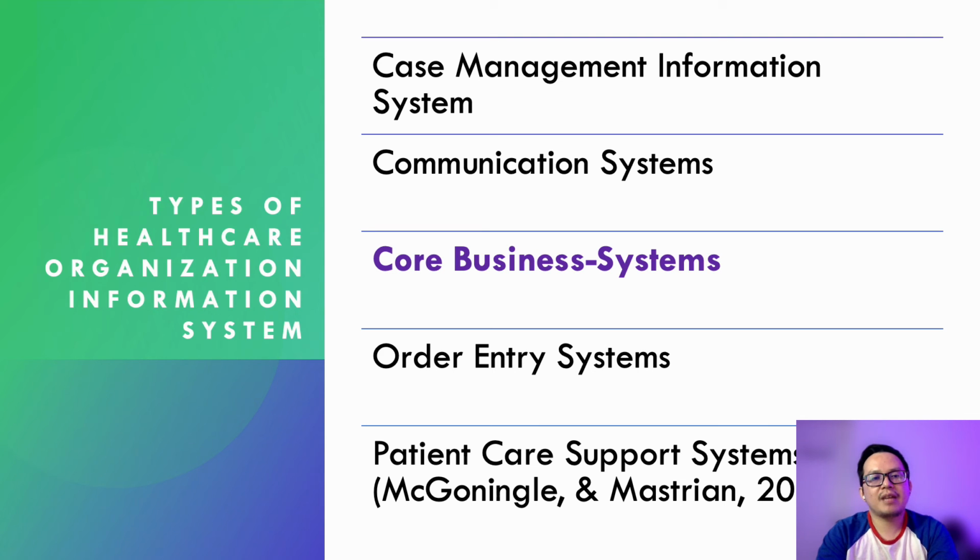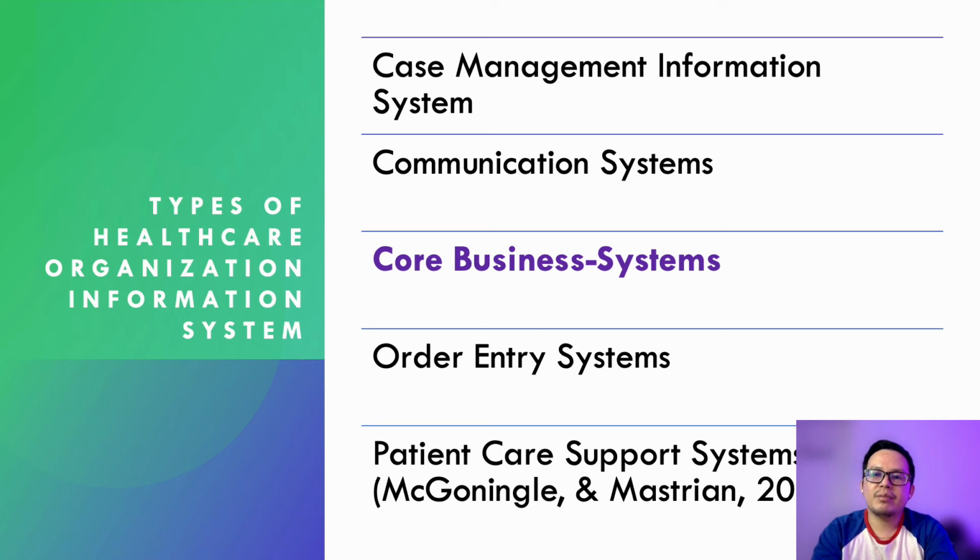The next type of healthcare information system is the core business systems. Core business systems enhance administrative tasks within healthcare organizations, according to McGonigal and Mastrian. Unlike clinical information systems, whose goal is to provide support for the patient in direct care. So when you hear the word clinical attached to a system, it means that it is in the bedside care, okay? So these are systems used to support bedside care.